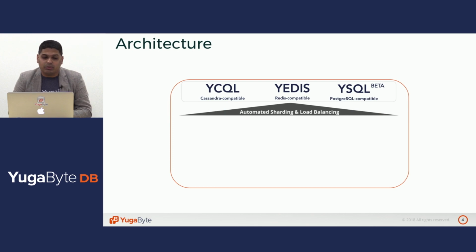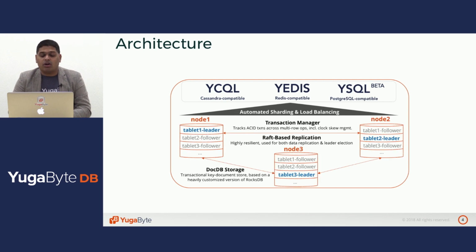Here is how the architecture of YugabyteDB actually looks. At the top half, we have three APIs that are wire compatible with existing popular databases. First is YCQL, which is Cassandra compatible, Redis, which is Redis compatible, and YSQL, the focus of our talk today, which is PostgreSQL compatible. Underneath all the three API layers is a common distributed storage and replication architecture that is built on top of DocDB as the storage engine, Raft-based replication as the primary replication mechanism, as well as a global transaction manager for handling distributed transactions.